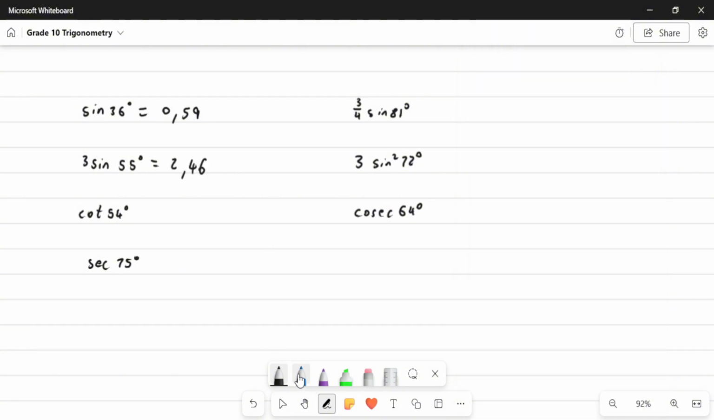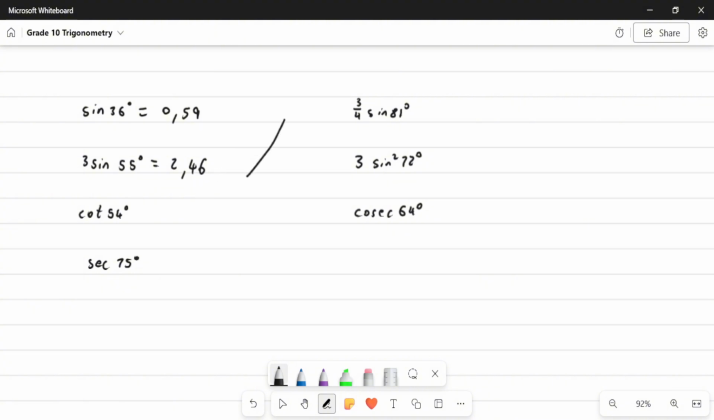Now remember, this is very, very important. This is a ratio. It's a ratio, so therefore it will have no units. It's unitless. Until we actually apply this to practical scenarios, this will be unitless. I hope you understand that.